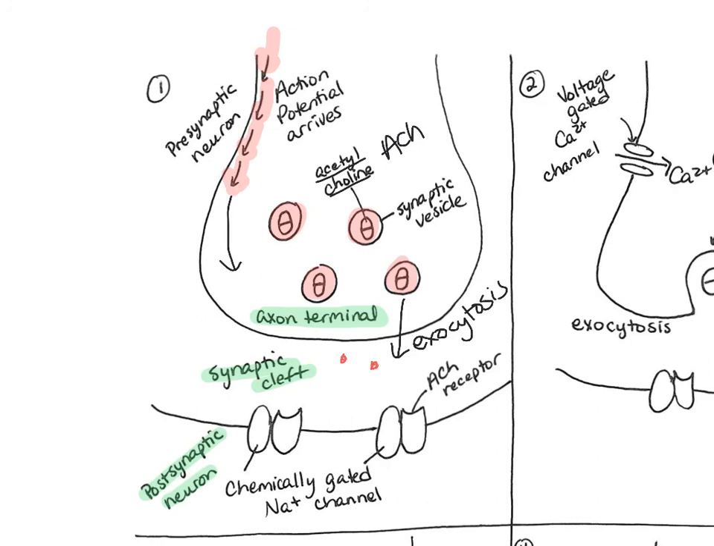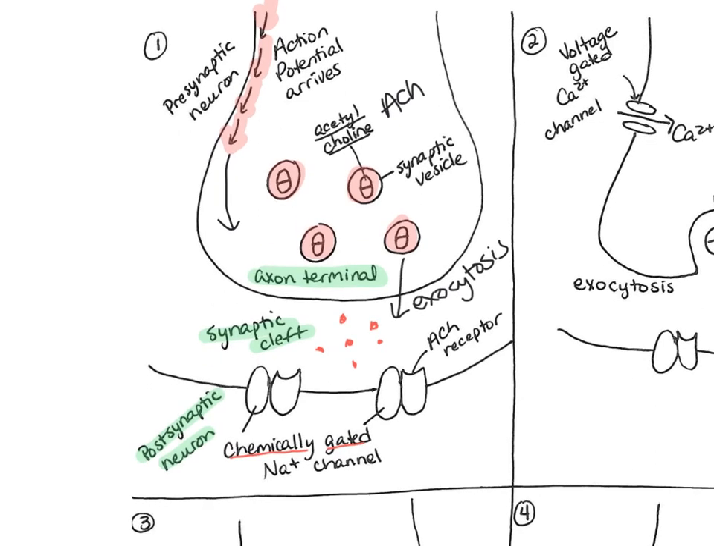So here we have acetylcholine out in the cleft. On the postsynaptic neuron, we have a gated channel. It's a sodium gated channel. It is a chemical gated sodium channel. There's a little receptor on it for ACH, and so ACH will bind to that receptor. So that's what happens.